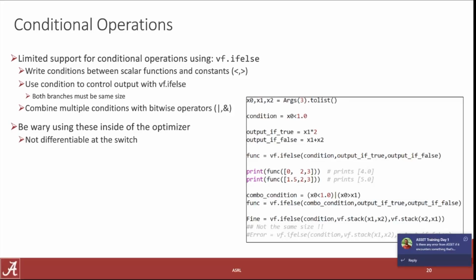And you had a question. Okay, let's see. Online, is there any error from ASSET if it encounters something that's non-differentiable, or will it just power through? Okay, great question. Does ASSET throw an error if it hits a non-differentiable?